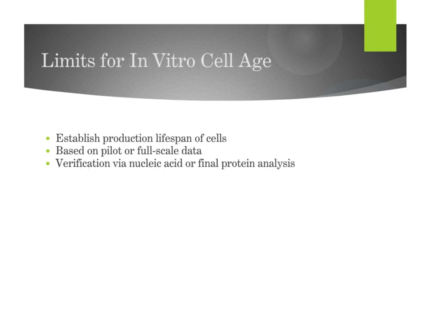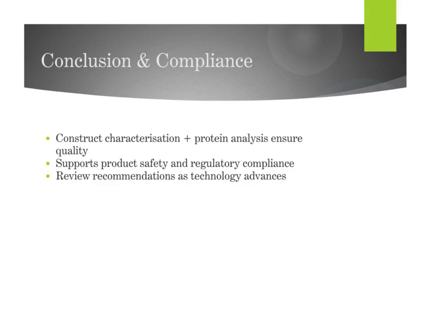The guideline also requires defining the production lifespan of cells. This is based on data from pilot or full-scale studies. Beyond a certain age, cells may accumulate genetic changes, risking product variability. Verification of product integrity at defined cell ages, through either nucleic acid analysis or final protein analysis, is critical before extending production limits. In summary, Q5B stresses the dual importance of analyzing both the construct and the final protein.